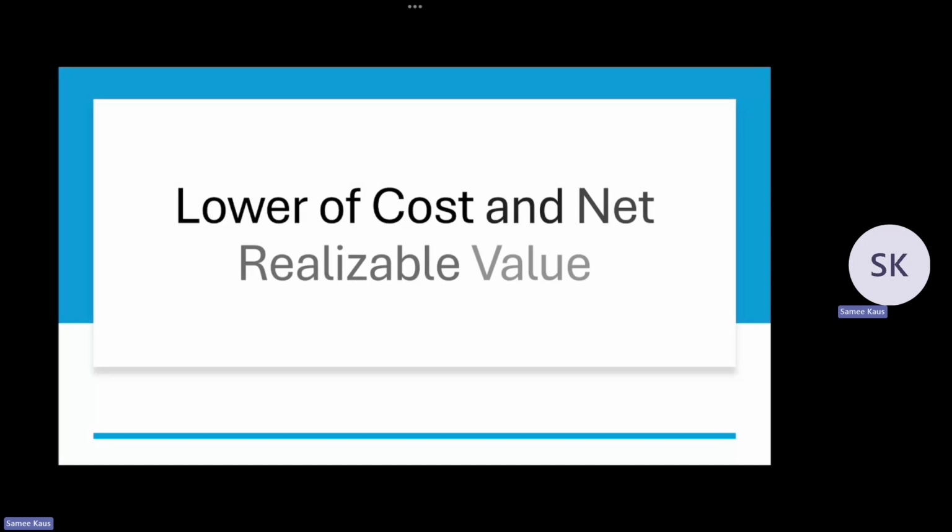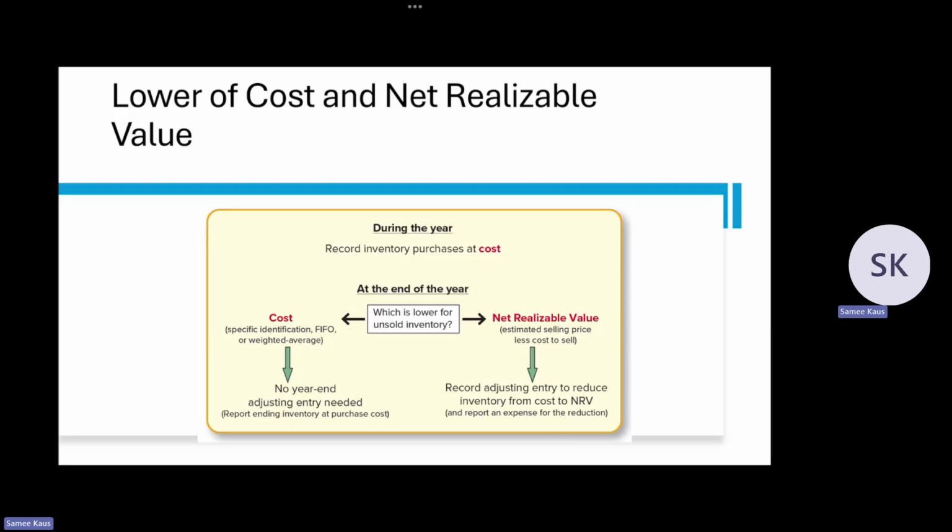And welcome back to the last topic that we have over our inventory module, which is where we're talking about the lower of cost and what we call net realizable value. So what is net realizable value? Well, how much am I going to get for this inventory from a selling price perspective? And what's my cost to sell? So I'll say sales price less cost to sell.